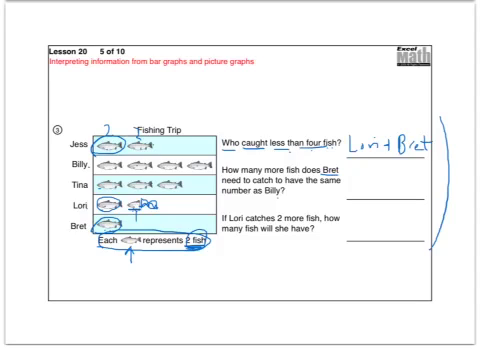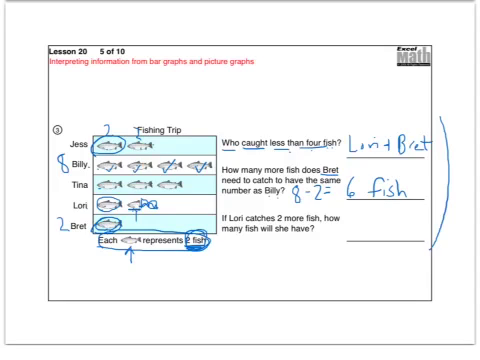So we got to find out what Brett did. This one picture of a fish is 2 fish, and so Brett has 2. Then Billy has a picture here, here, here, and here. That's 4 pictures at 2 fish each, so that's 8 for Billy. To see what he has to do to catch up, we just subtract and we get 6 fish.